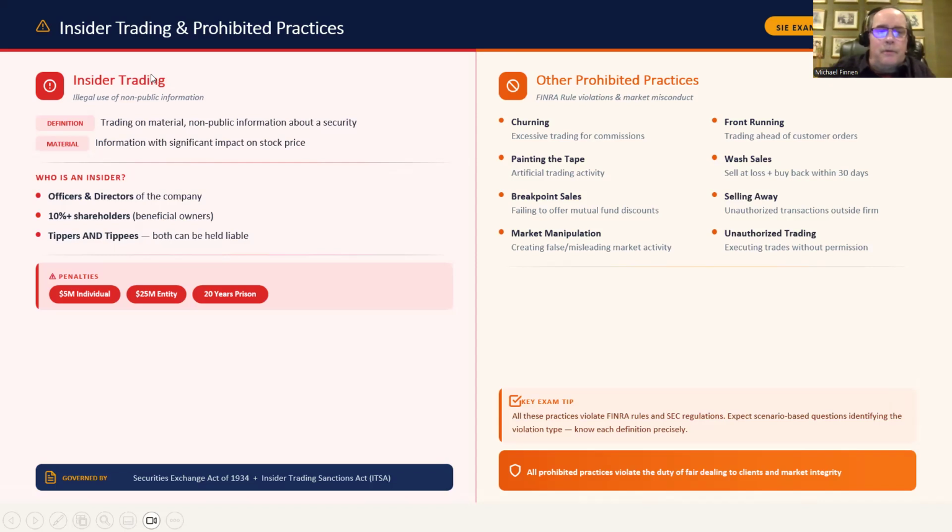So this is where we get into material non-public information with significant impact on stock price that would influence your investment decision. Who's an insider? Officers, directors, anybody with information, right? And here's the deal: the tippee and the tipper can be held responsible. So if you're the guy who tells somebody inside information and they go do it, you're in as much trouble as they are.